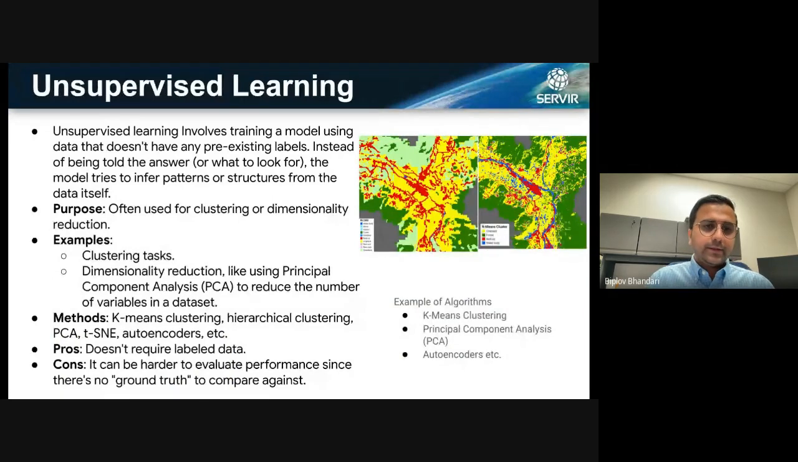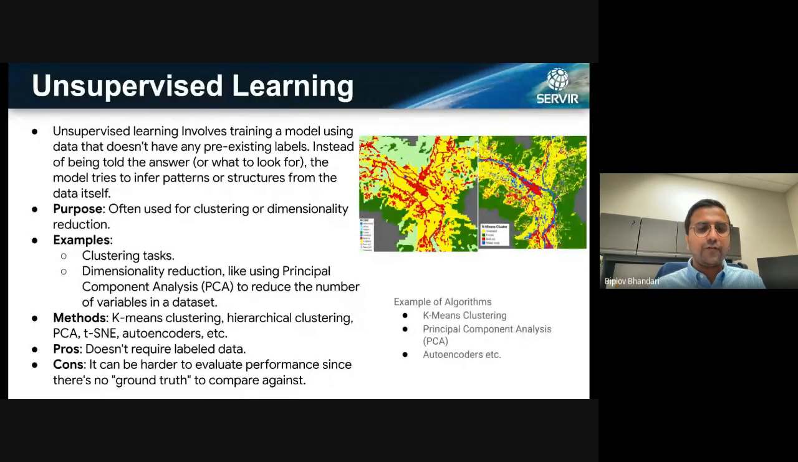Okay, so the next type is unsupervised learning. Basically, unsupervised learning is where you don't have any pre-existing labels. So you're not telling the model the answer, what to look for. Instead, the model looks at the data itself and tries to infer some pattern or structure from the data.